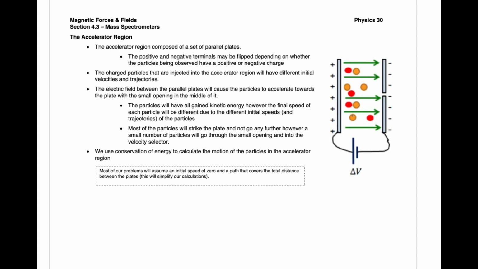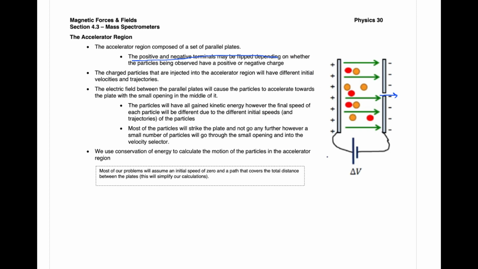Now this particular one is set up for positive particles. Again, ultimately we want a small number of them at least to go through this small hole here. And so we're trying to attract things in this case to the negative plate, so these would have to be positive particles. But we can fairly easily flip the terminals of the battery here, so we can flip the positive and negative terminals, depending on whether we want positive or negative charges.